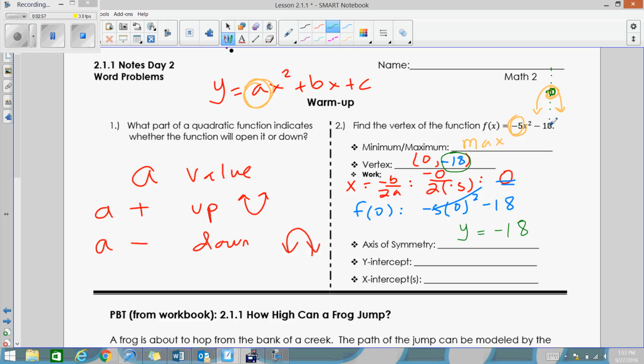Your y-intercept. Now your y-intercept is always your constant, so it's going to be 0, comma, negative 18. That should be a negative. Again, I'm sorry, the board's a little funky, so it's 0, comma, negative 18.